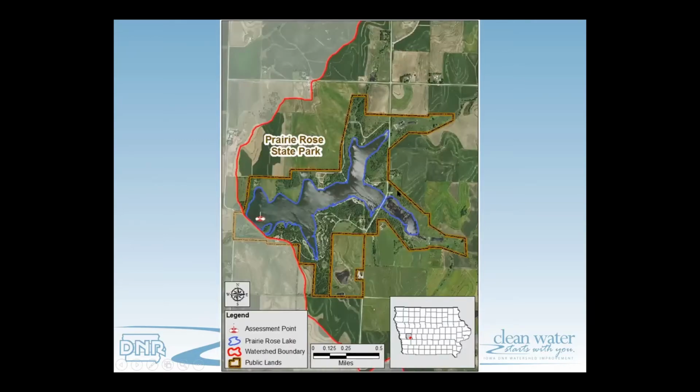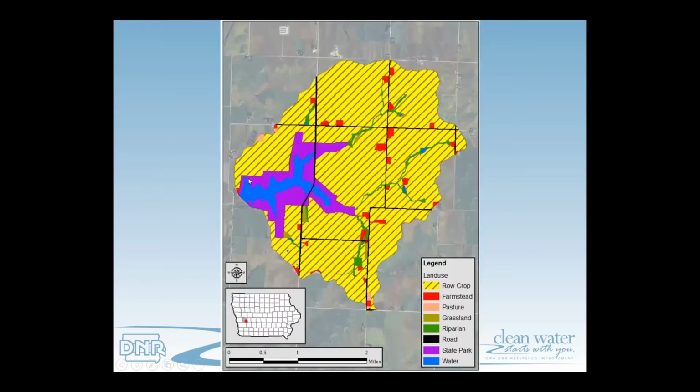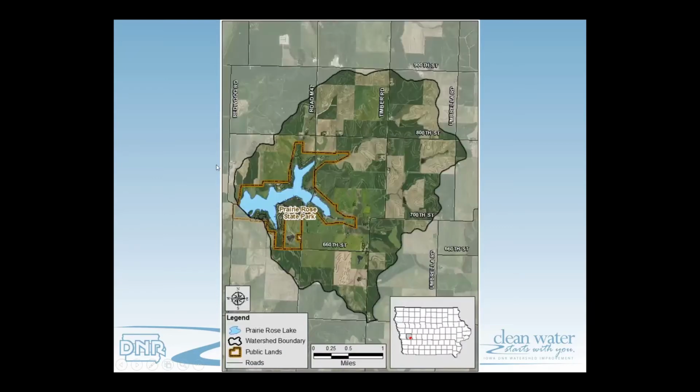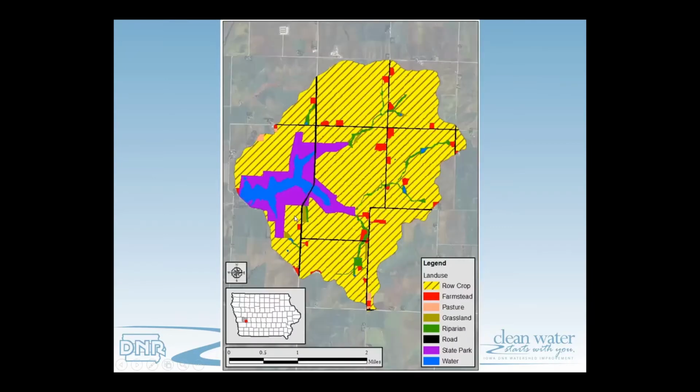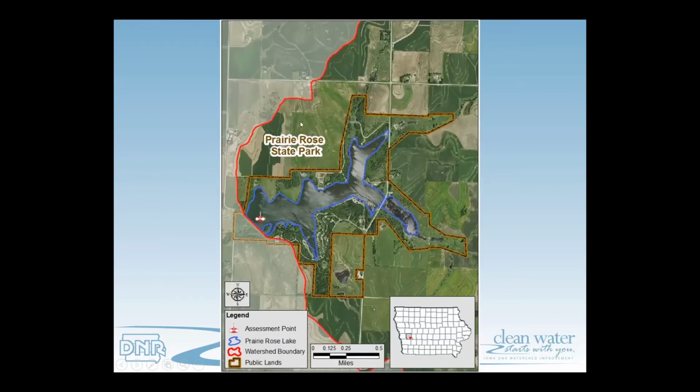This map here is a little bit more focused in. This outline here is that watershed boundary that we talked about, but now we're zoomed in just on the lake. But this should give you a pretty good idea if you were to bounce back and forth between these maps. We still have this big watershed area. We're just zoomed in here closer on the lake itself.